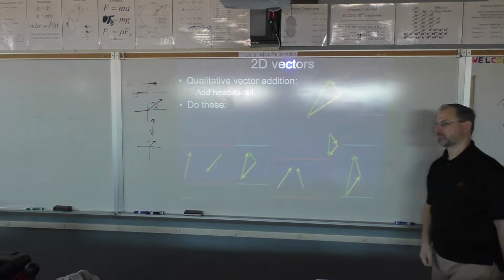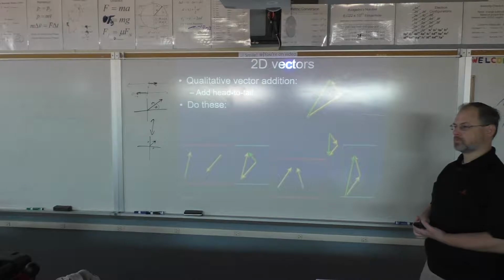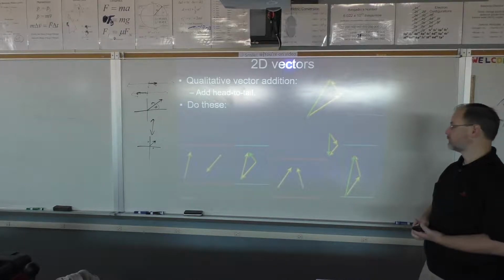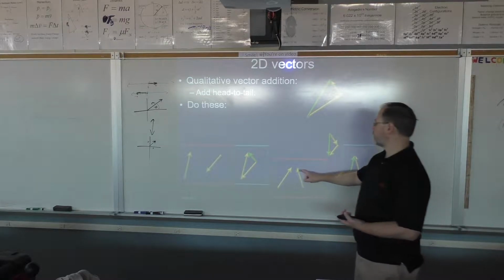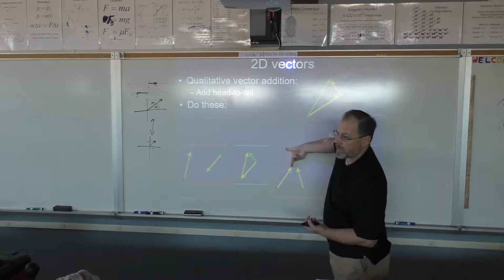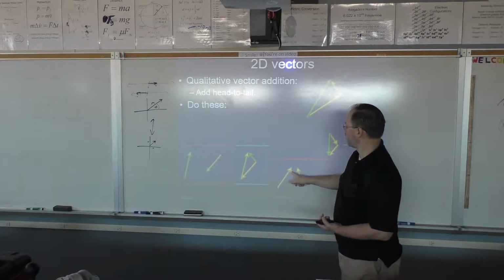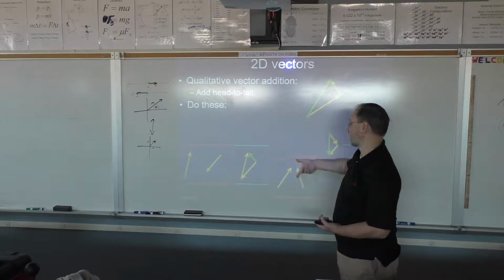Okay. Good question. Why does it being positive or negative matter again? How does it cancel each other out? Because you're going to go head to toe. So if this one is positive, this is positive, you're going to have some positive Y and positive Y added together. If this one has some negative component of X, and this one has some positive component of X, they're going to kind of cancel each other out.